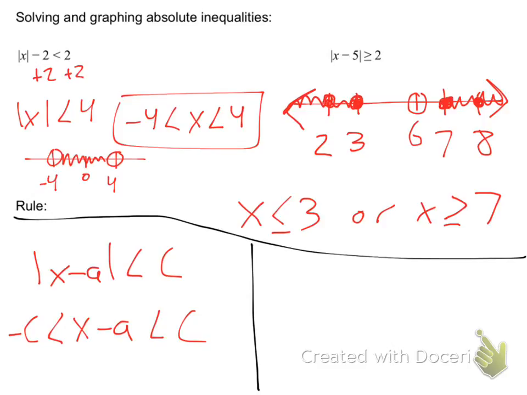These are ands. They go towards each other. It's this and that. Because it has to be both bigger than negative 4 and less than 4, right? It's and, both. This one is an or because it can be x is less than or equal to 3, or x is greater than or equal to 7. It's here or there.